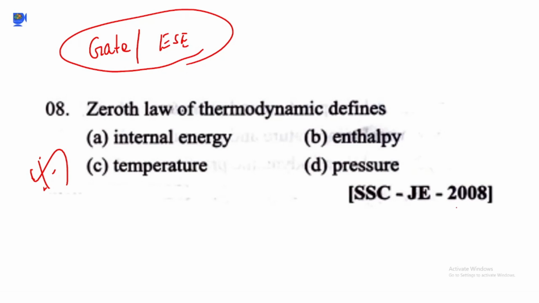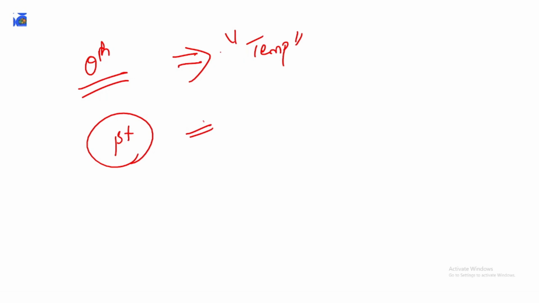This question has been asked in the same year, 2008. Zeroth law of thermodynamics defines what? Option A, internal energy. Option B, enthalpy. Option C, temperature. Option D, pressure. I can say that the zeroth law of thermodynamics forms the basis of temperature measurement. The zeroth law speaks everything with respect to temperature, which means it defines the temperature property. Whereas the first law of thermodynamics is completely related to internal energy.